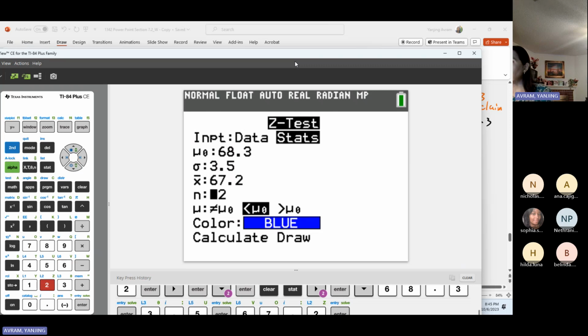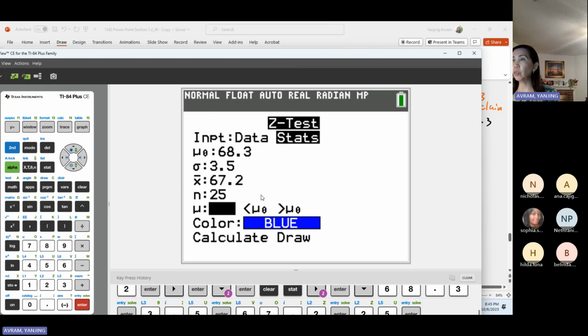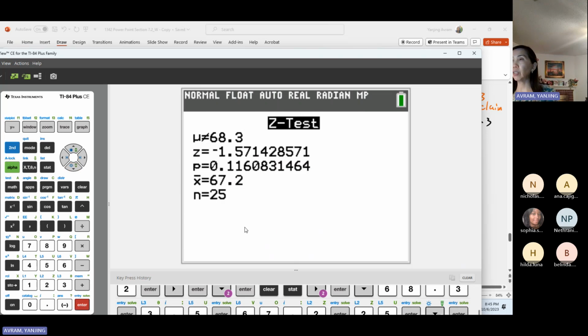Okay, and then your N here is 25. This time we have a two-tailed test, so you want to make sure you highlight not equal. Okay, not equal is highlighted, so that's a two-tailed test. And then you go ahead and hit calculate.